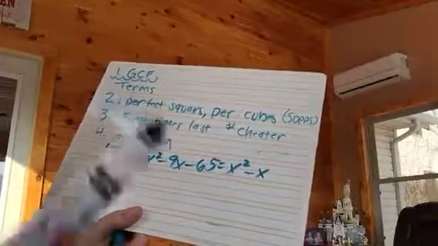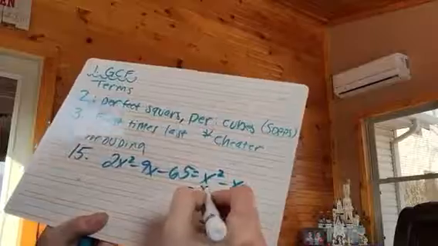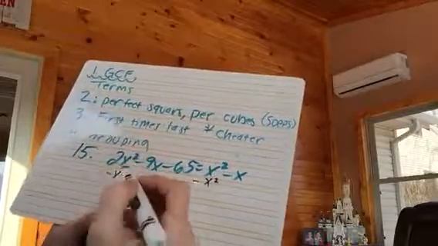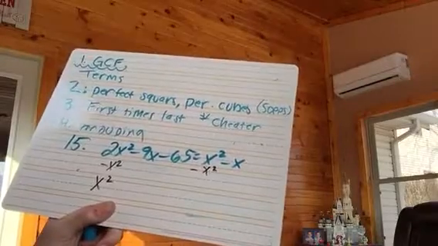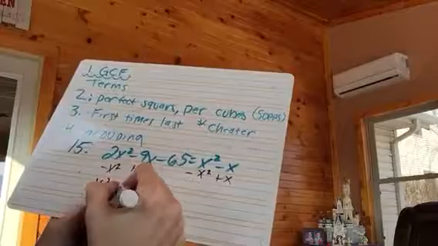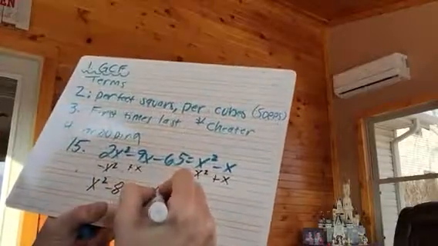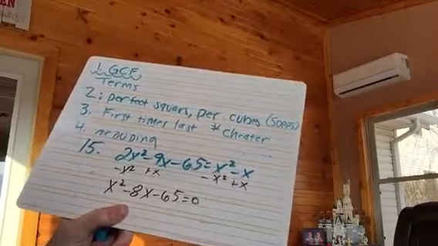So this time we have two things that need to move over to this side. The first thing we need to do is minus the x squared. That's going to give me 1x squared, which is great because that makes this problem a cheater problem. And then we're going to need to add x. So then we have negative 8x, and then minus 65 is equal to 0. Okay, so now we have a cheater problem.